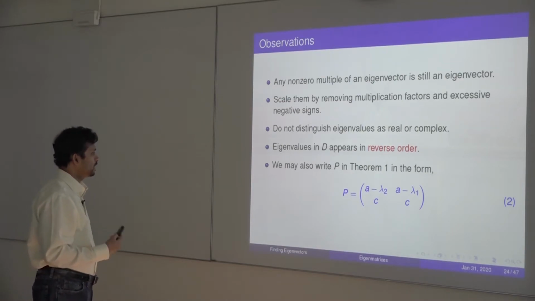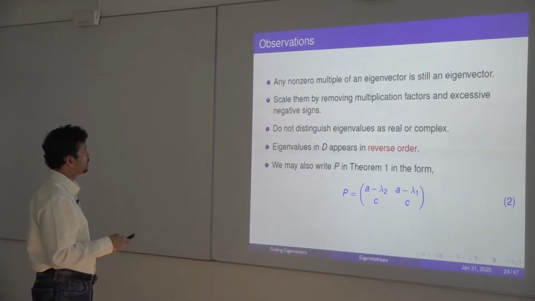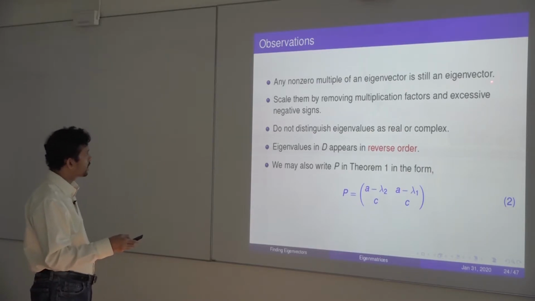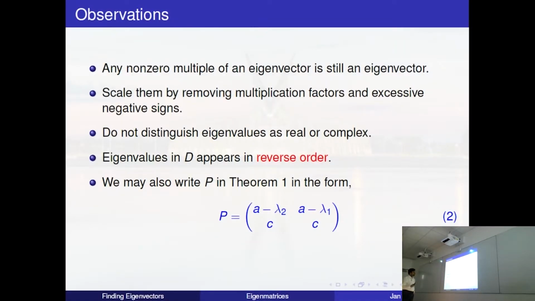And then we also know that there are some small related theories, and any non-zero multiple of an eigenvector is still an eigenvector. What we normally do is scale them by removing extra negative signs or fractions, just to make it easy to work with. There is also no distinction between real and complex eigenvalues. It still works. One of the interesting things is that the eigenvalues appear in reverse order. So you have to switch the two, because you always subtract the complementary eigenvalue.